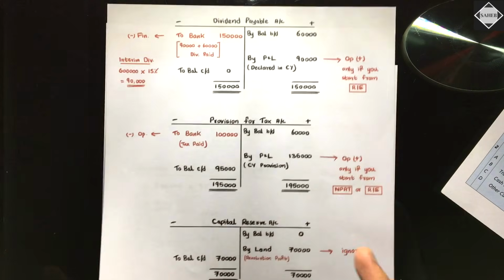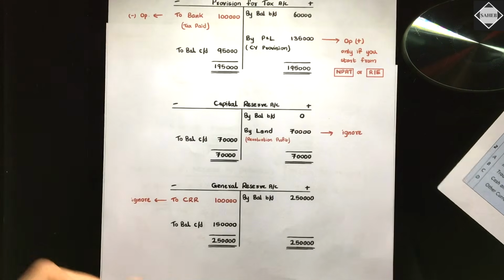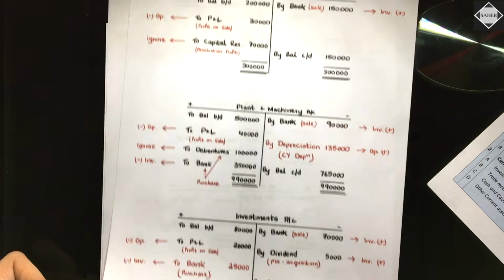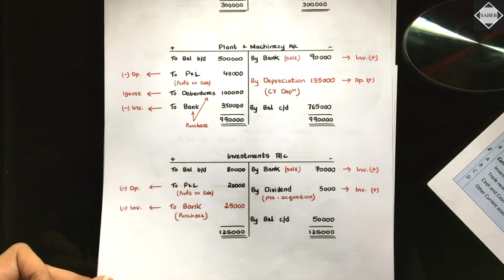See, dividend payable, provision for tax, capital reserve, general reserve account, and then here we have land and building account, plant and machinery account, investment account. Yes, everything is over.